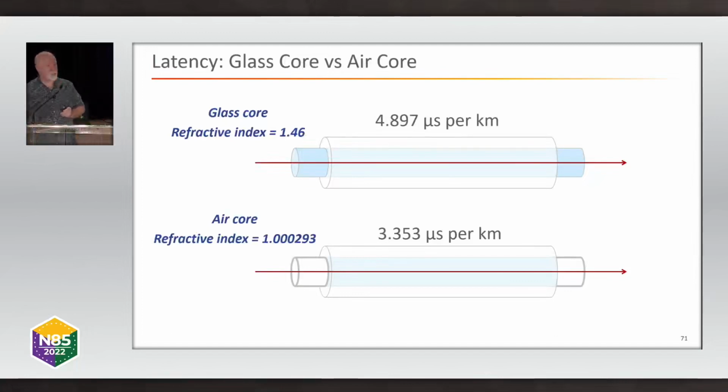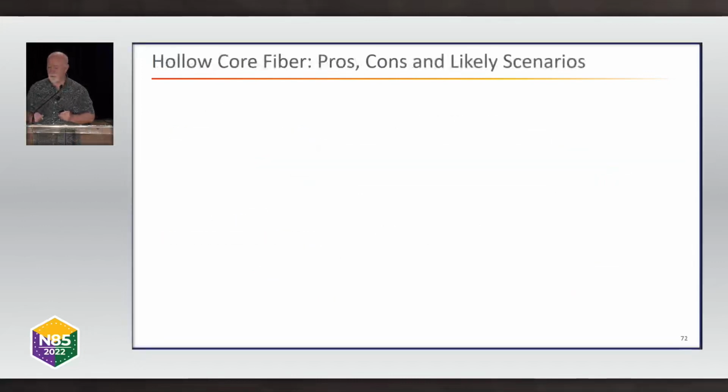And this gives you an indication of latency changes, glass core versus air core fibers. So basically, you're dropping from just under 5 microseconds per kilometer of latency in glass core fiber to about 3 1/3 microseconds per kilometer. So it's a decent reduction in latency.